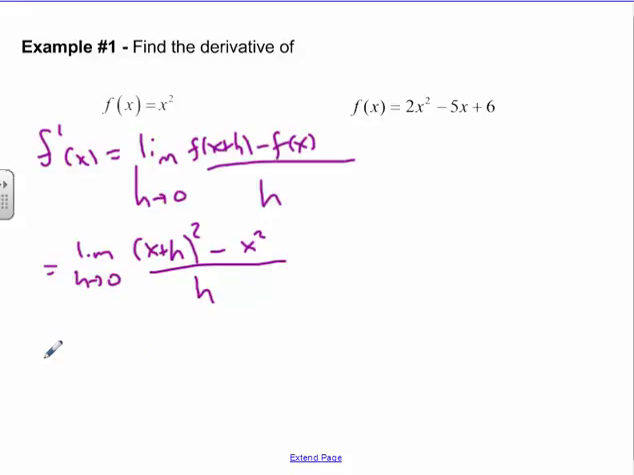And at this point, I'm still kind of stuck. I can't plug in h as 0. So I have to maintain my limit notation. And I'm going to distribute, which should give me x squared plus 2xh plus h squared. I'm still going to minus the x squared, and that finishes off the thing over h.